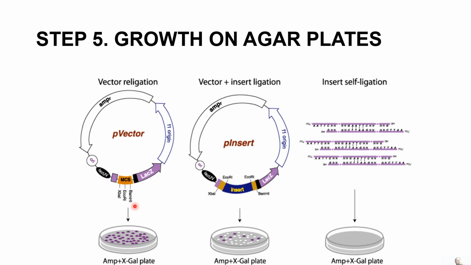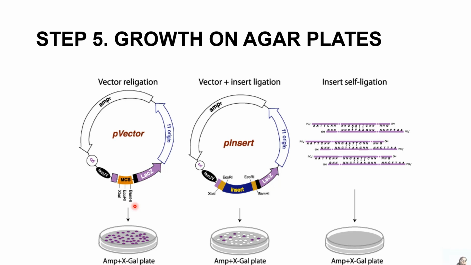Now, how will you differentiate if the bacteria has taken in a plasmid or not? Your plasmid will have an antibiotic resistance gene. If the plasmid is taken inside by the cell, only then will the cells survive on the antibiotic plate. Otherwise, the cells will not survive. So that's one technique to ensure that your plasmid has gone inside.